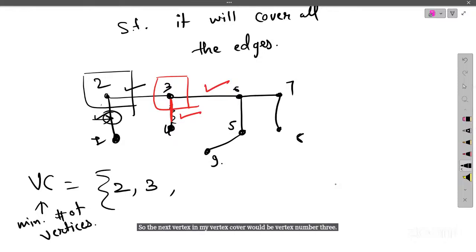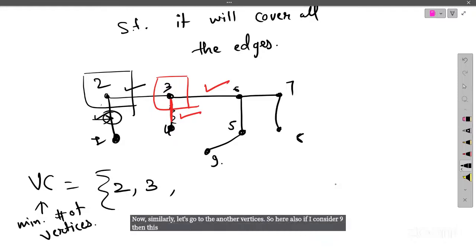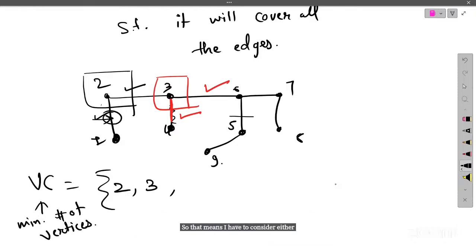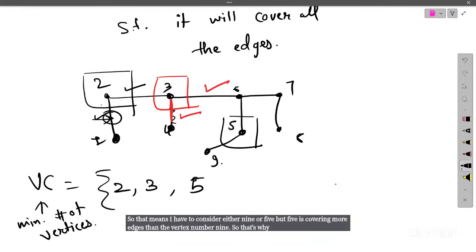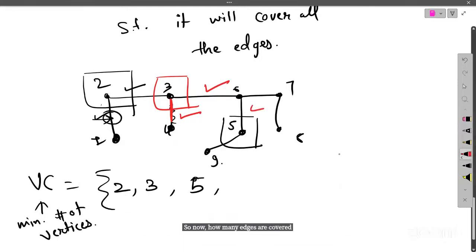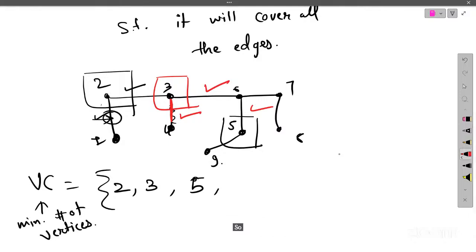Okay, now similarly, let's go to the other vertices. So here also, if I consider 9, then only this edge is covered. So that means I have to consider either 9 or 5. But 5 is covering more edges than the vertex number 9. So that's why we take 5 in our vertex cover and leave the vertex number 9. So now, how many edges are covered? This edge is also covered because we are taking 5. So this edge is associated to 5. That's why it is covered. Now we have taken 5. That's why this edge is also covered.